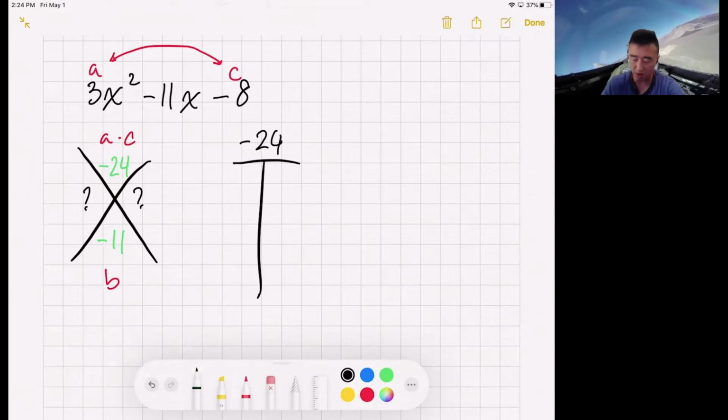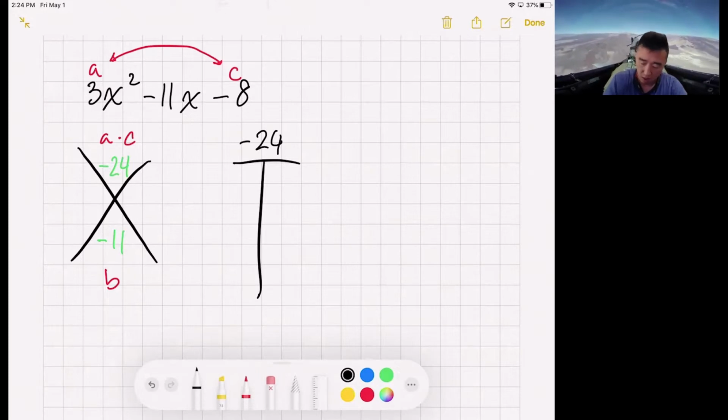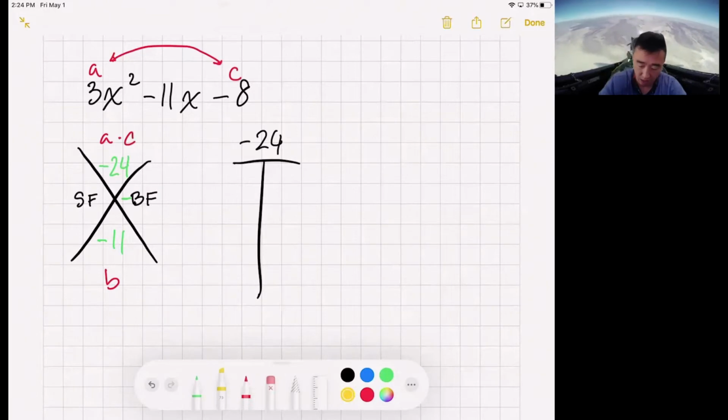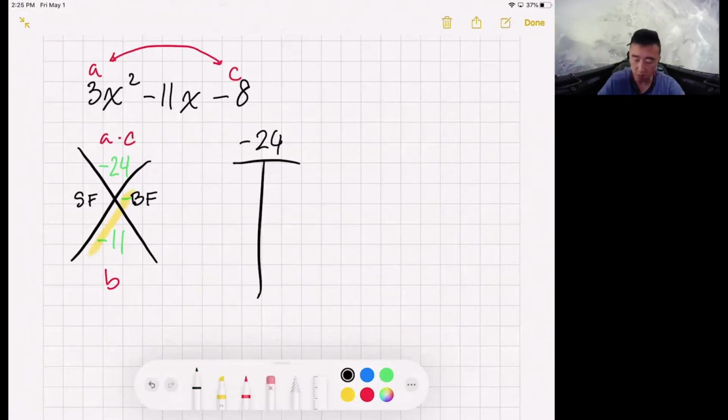Now, before I go any further, I'm going to give you a little shortcut as to how you know which one is negative and which one is positive. The small factor is going to be on the left side. The big factor is going to be on the right side. Now, the big factor is always the same as the B term right here. So I'm going to highlight this. These two are always the same, okay, no matter what. So that gives you a little bit of a hint as to what you're going to put as your options on this side. The big factors are going to be negative.